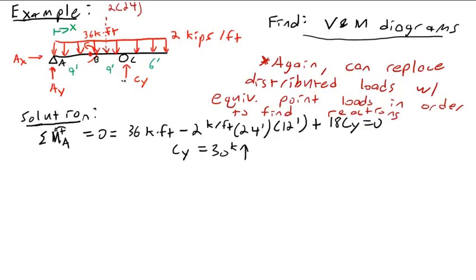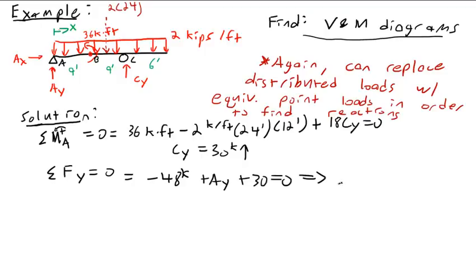So we have that reaction here, Cy, and then simply sum of forces in the y direction equals 0, equals negative 48 kips. That's this stuff here, plus Ay plus 30 equals 0, and this will lead to Ay is 18 kips upward. And so those are our reactions, Ay and Cy.